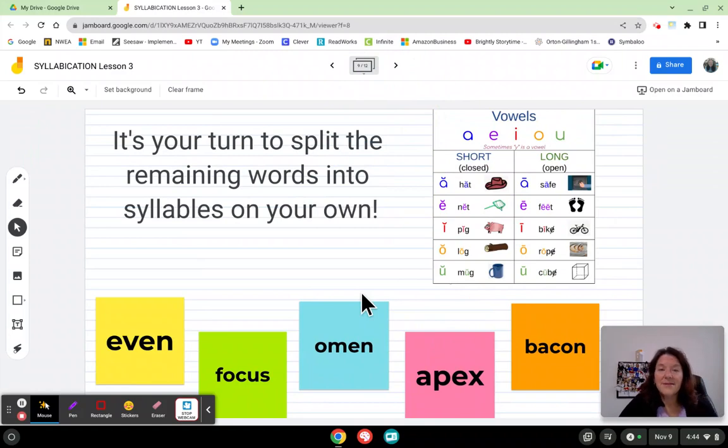Okay, now it's time for you to split the remaining words into syllables on your own. Here they are, and you have your vowels chart here as a reference if you need it. So go ahead and pause the video and get started. If you have questions, ask a neighbor kindly or raise your hand and ask your teacher.